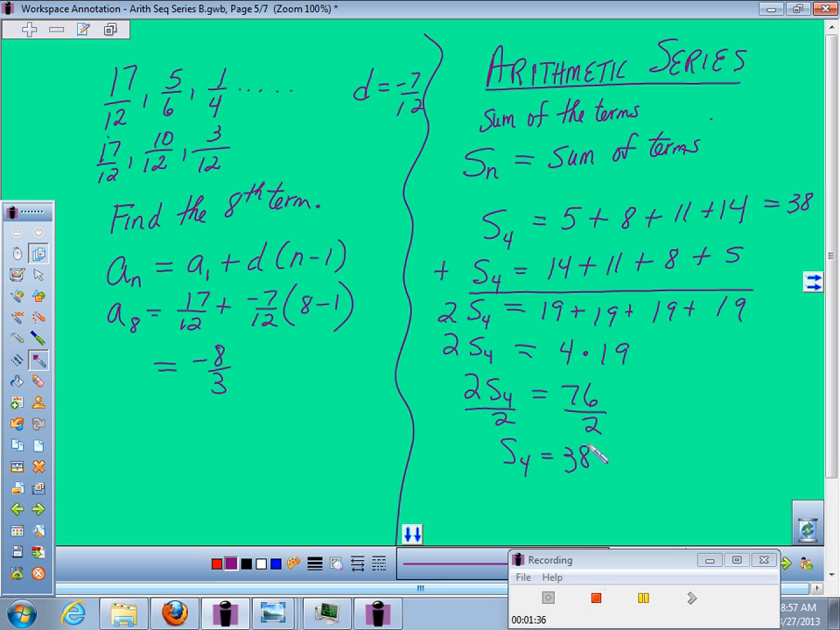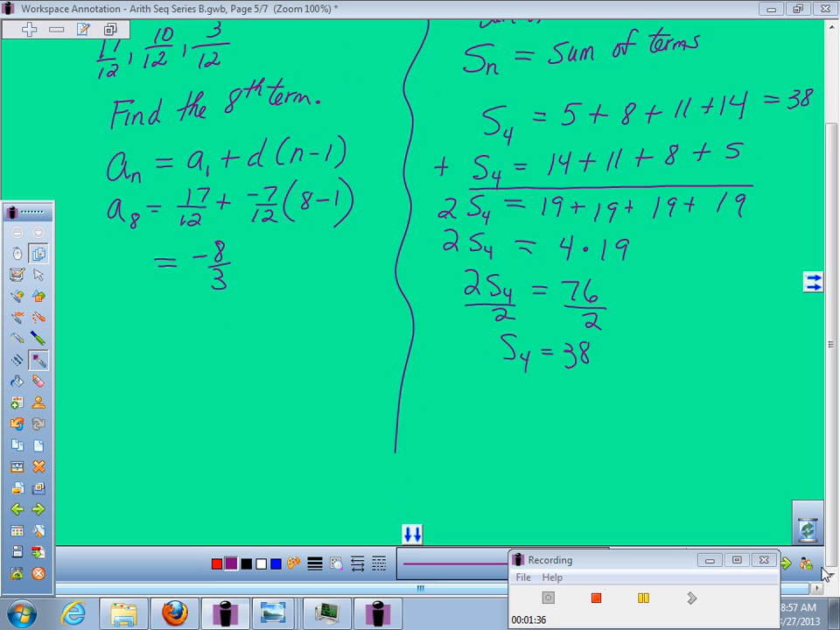Okay, now how can I turn what I just did there into a formula? Actually, not hard. So the first thing I had to do, n times. I took 4 times 19. Why did I have 4 times 19? Number of terms. 4 is the number of terms, so I had n. Okay, where did I get the 19 from? You got it because you added the terms. In this case, 5 and 14 were which terms? First and last. The first and last.